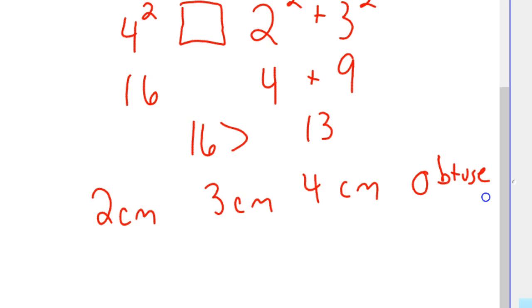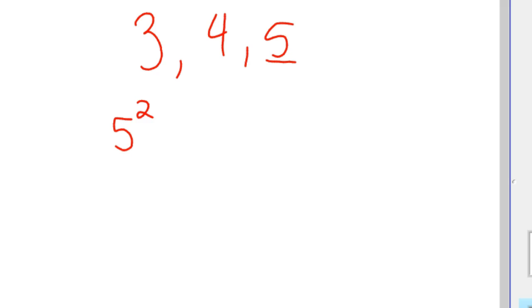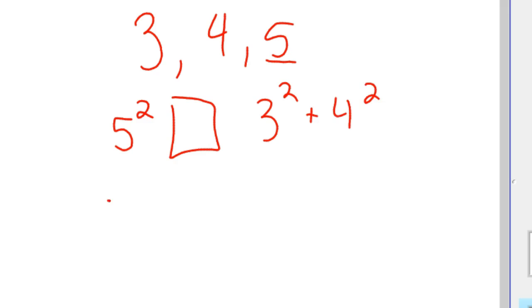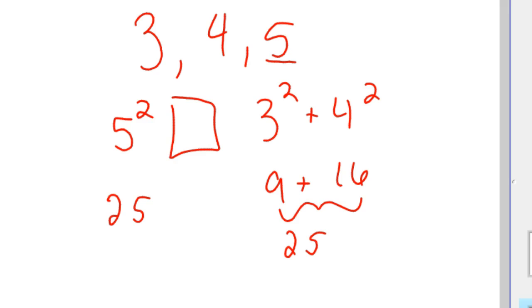All right? So let's try a different one. Let's say we had a 3, 4, and 5 centimeter triangle. Again, 5 is the C. So longest side's always C. So 5 squared, we're not sure what it is, equals 3 squared plus 4 squared. Well, 5 squared is 25. 3 squared is 9. 4 squared is 16. Well, 9 plus 16 is 25. So if you add these two together, you get 25.